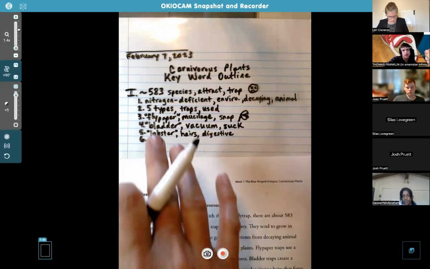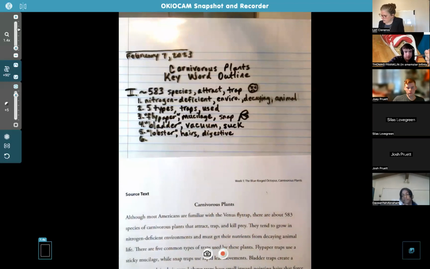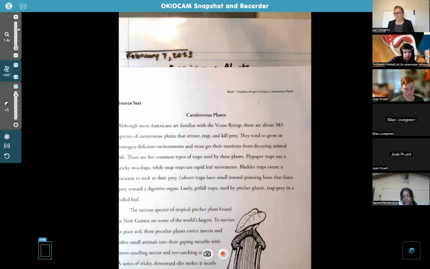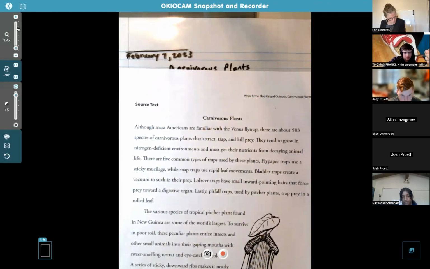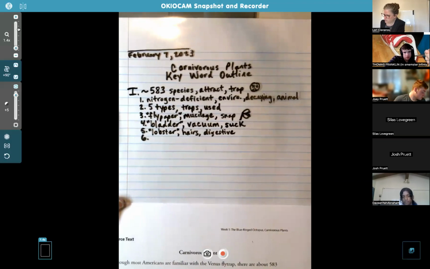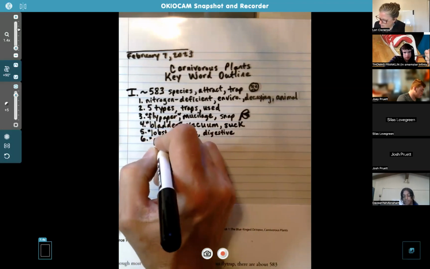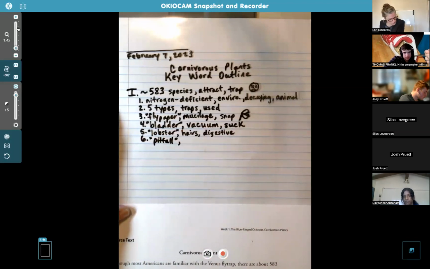All right, that's 3 of them so far, and we've got one more trap that they're talking about here. So Joey, back to you. Can you read the last sentence in the first paragraph there? Lastly, pitfall traps used by pitcher plants trap prey in a rolled leaf. Okay, good. So we probably should get the name of the traps, which is a pitfall trap. So let's put quotes around that. Pitfall.